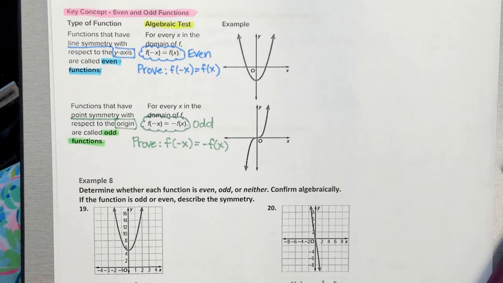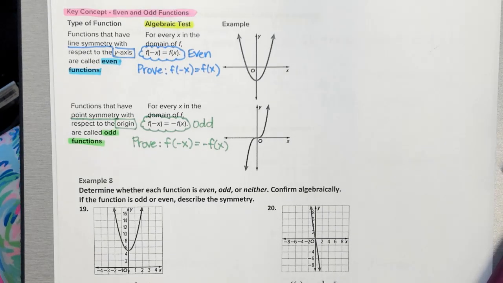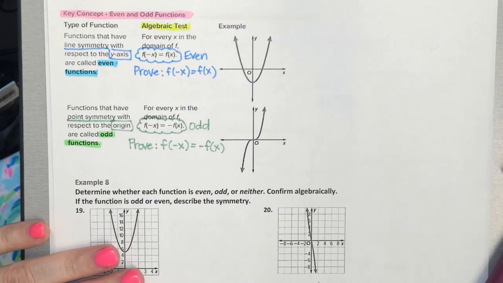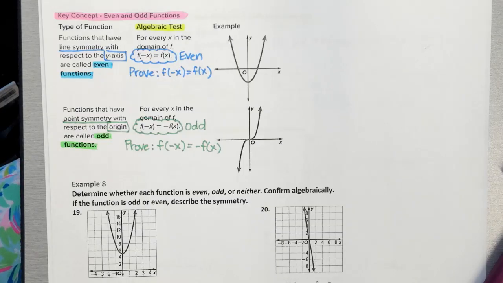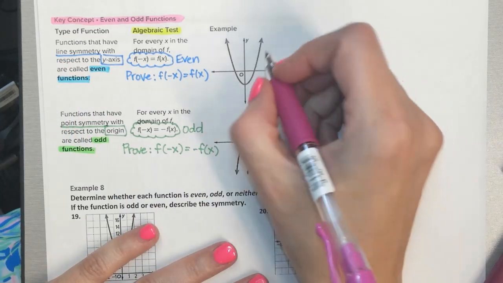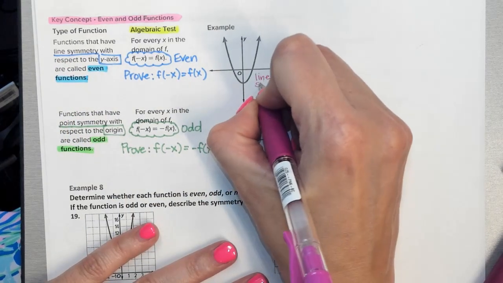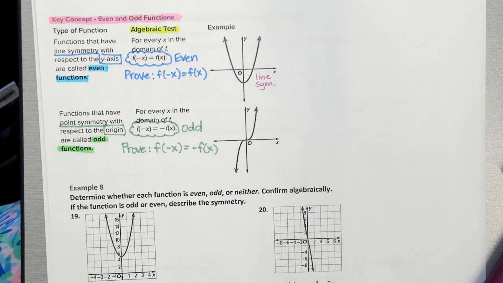Okay, and that word prove might scare you a little bit after last year. We are not doing a formal proof, okay? We're going to be using some algebra to prove that. Okay, and the first thing you're going to do is you're going to look at the graph given. And based on that graph, you're going to have an idea of whether it might be even or odd. So according to this graph, you have line symmetry. Okay, so that tells you that you are going to see if it is an even function.